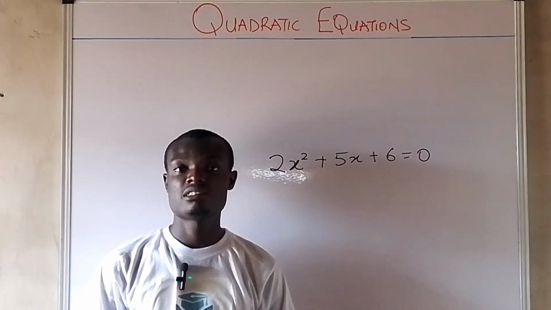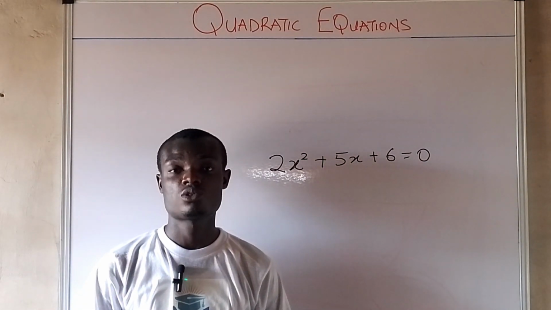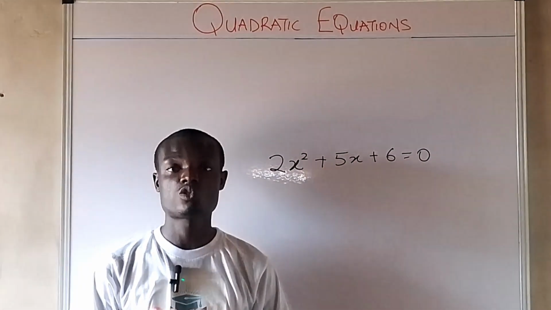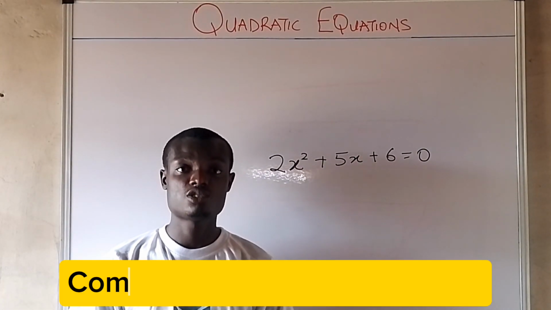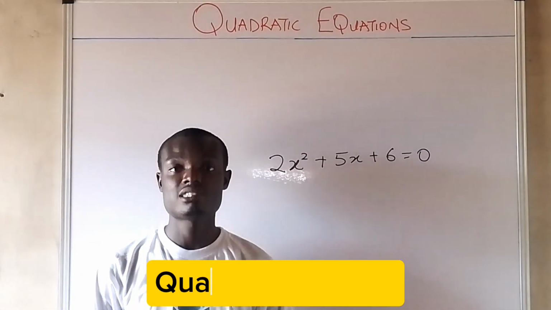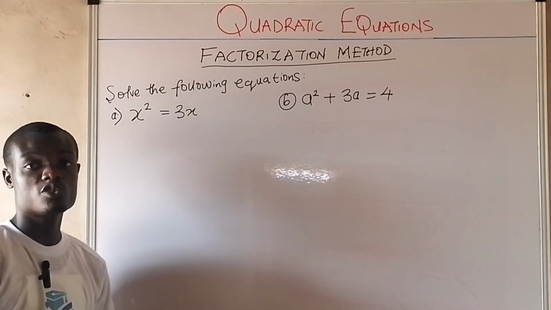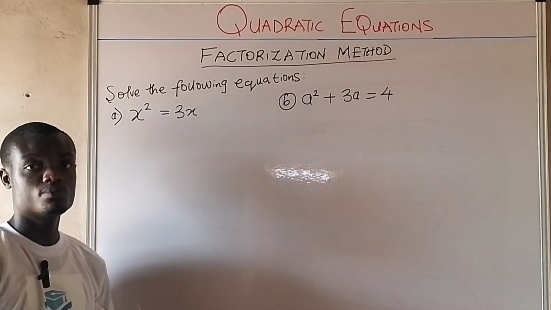In mathematics, there are 4 ways, or there are 4 methods we can use to solve a quadratic equation. But for the purpose of this video lesson, we are going to be looking at 3 methods for solving quadratic equations, which are the factorization method, the completing the square method, and lastly, the quadratic formula. So we start by looking at the first method of solving the quadratic equation, which is the factorization method.